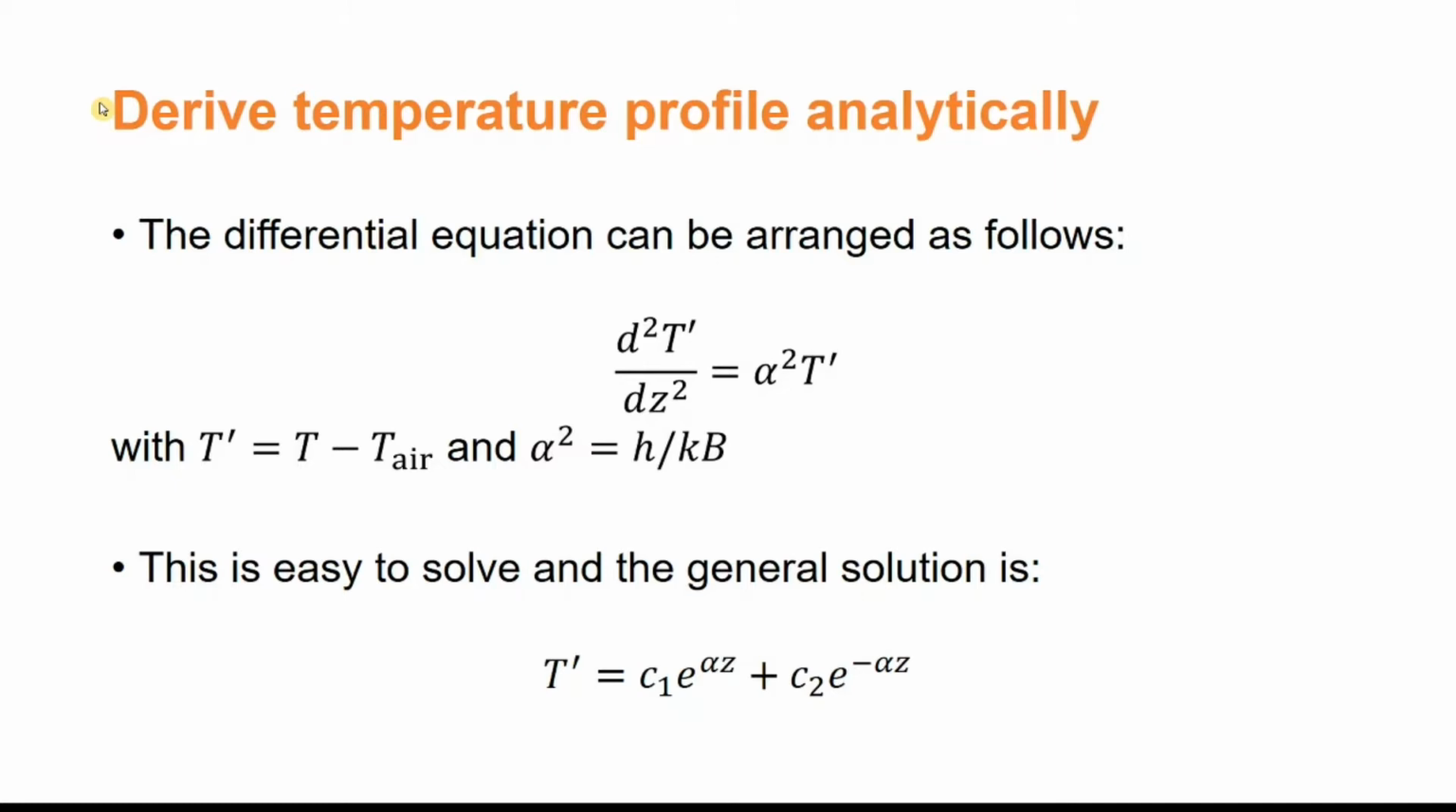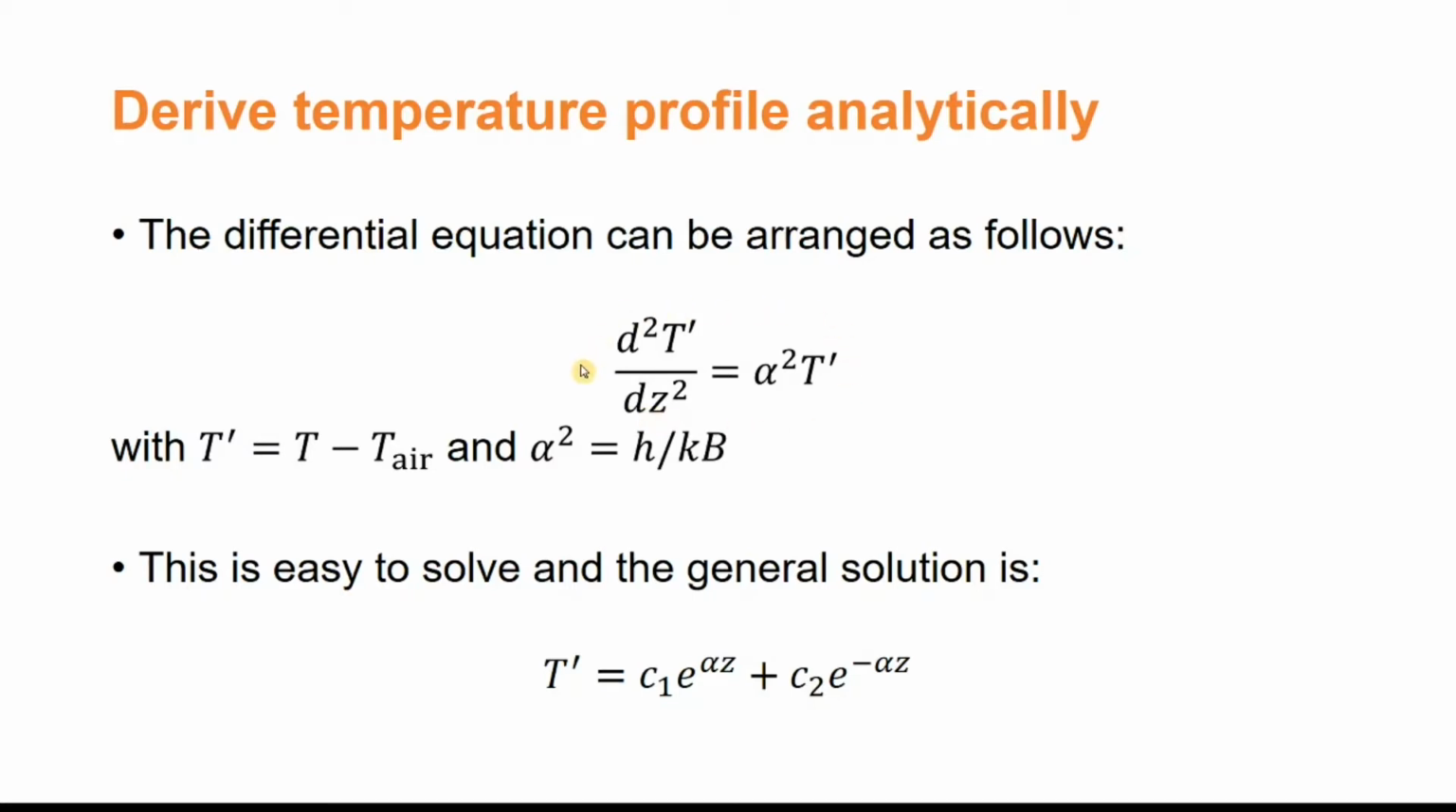In this case, we can solve it analytically. To make it easier to solve, we can define a new variable and parameter. T prime is equal to T minus T air, and alpha squared is equal to H divided by KB. You can use this to write the equation in a very simple form. The second derivative of T prime is equal to alpha squared times T prime. We know how to solve this equation.